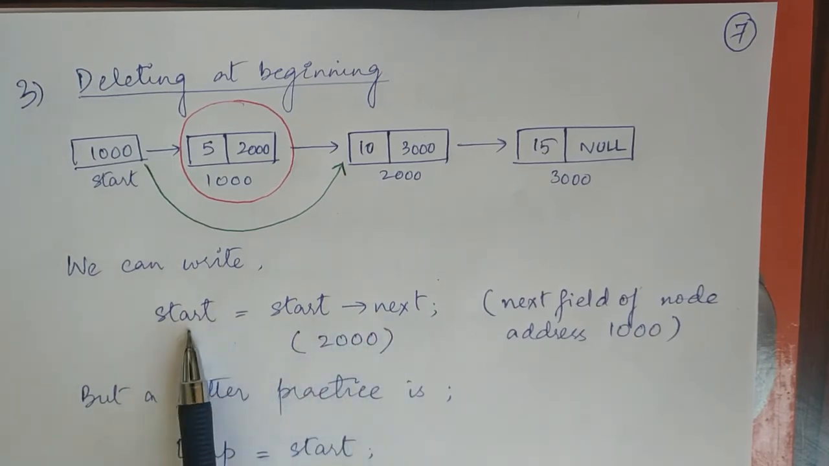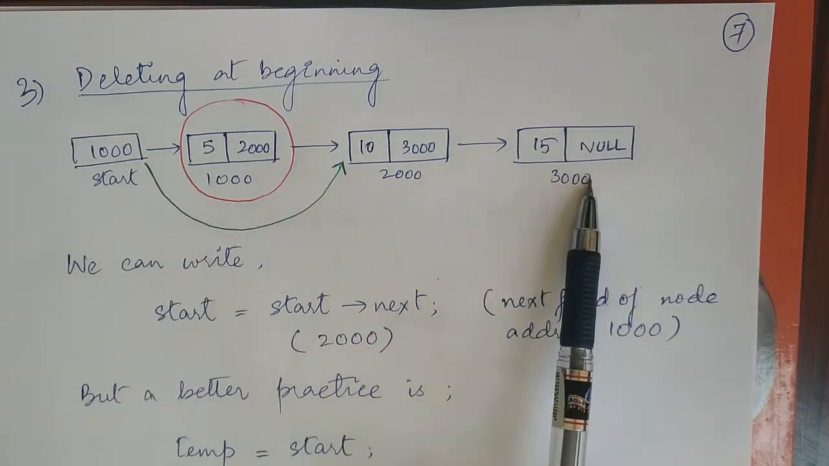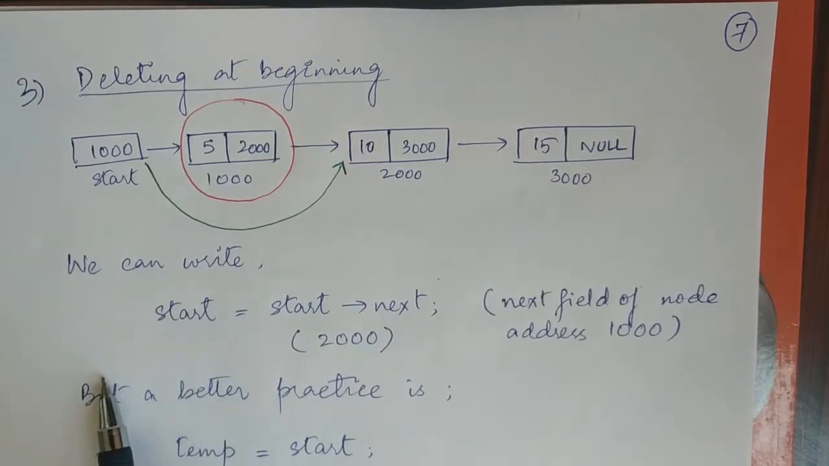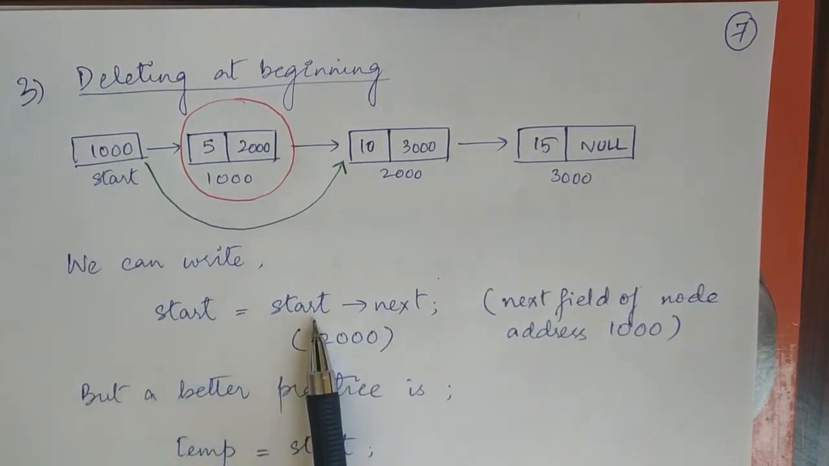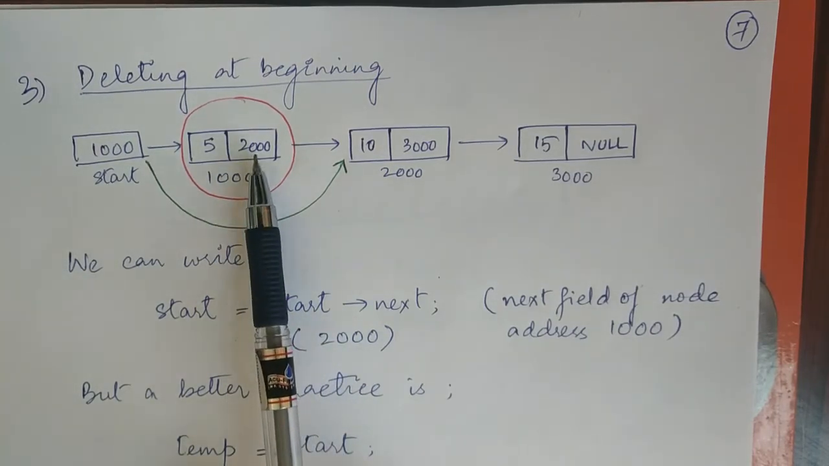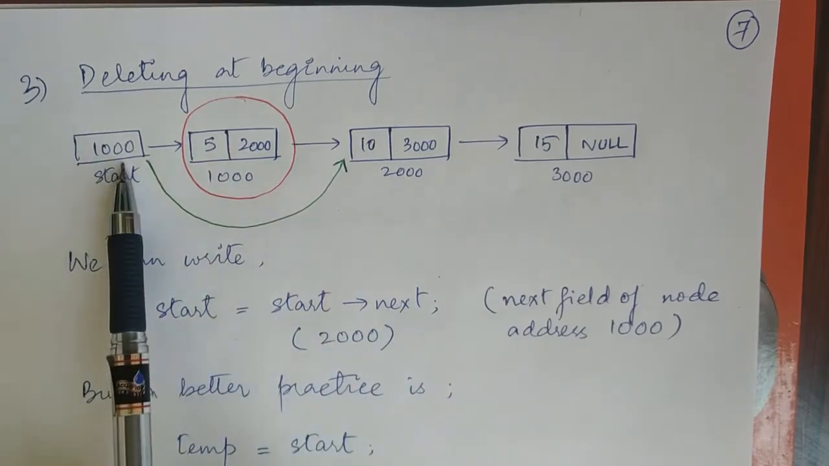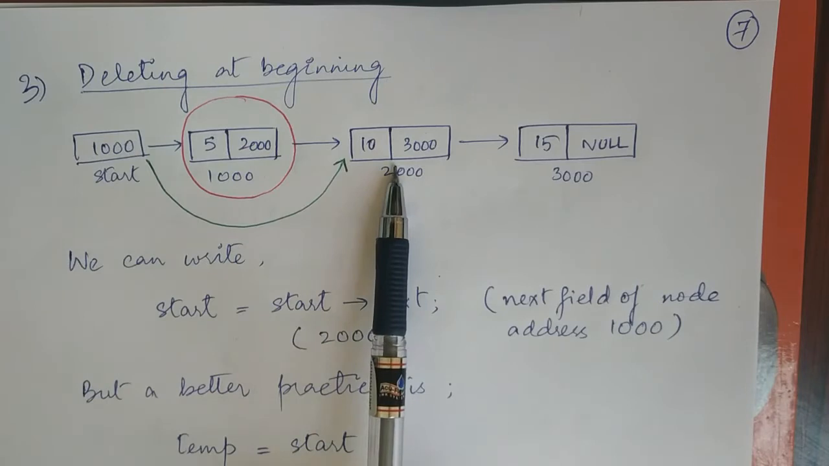Start on the left side means we are updating start, and this should happen only when you are doing something with the first node of the linked list. Otherwise, whenever we use the start pointer value to traverse or loop through the list, we always copy it to a temp pointer. So start to next: the next field of start has 1000, so 1000 to next is 2000. That is what gets copied into start. So now start has 2000 and it's pointing to this.